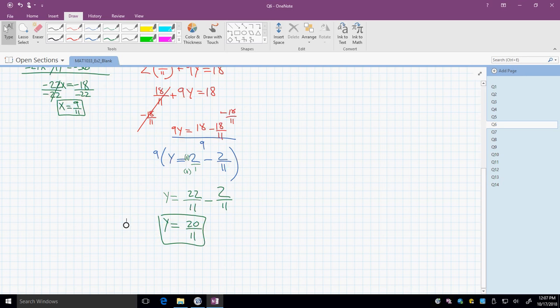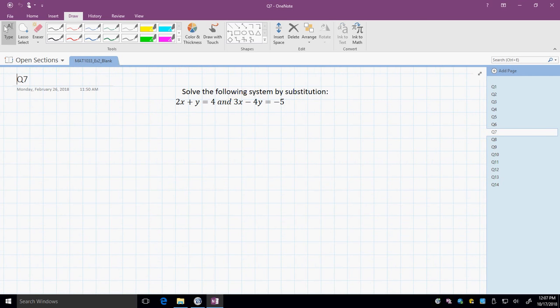Number 7. Solve the following system by substitution. When they ask you to do substitution, it's because they want you to solve for one of the variables and then plug it in the other equation. So I'm seeing that y is by itself in the first equation, so I'm going to solve for y. So I have 2x plus y equals 4.